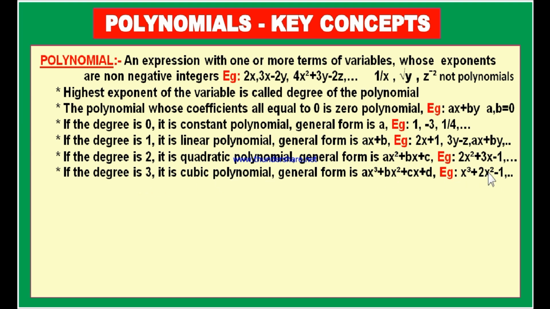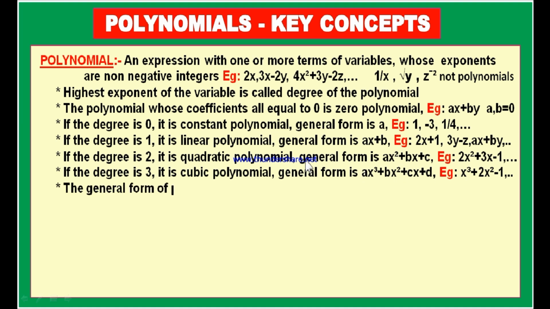If we verify this example, there is no x term. Even though there is no x term, no problem. There is no x term means here the coefficient of x is 0. You should understand that the coefficient of x is 0. Understood? Okay. Now x cube plus 2x square minus 1 is an example of a cubic polynomial since the degree is 3.